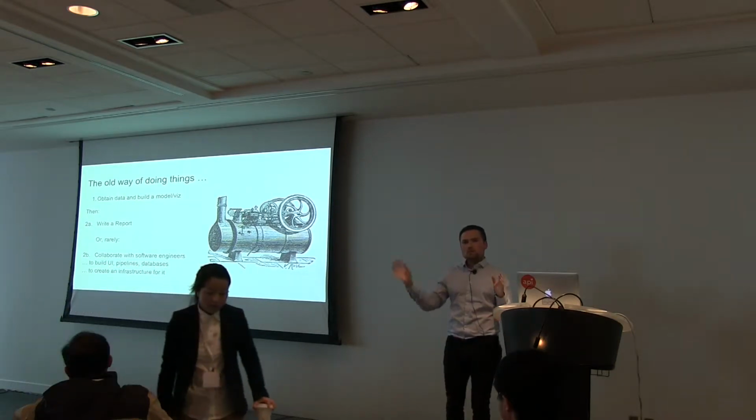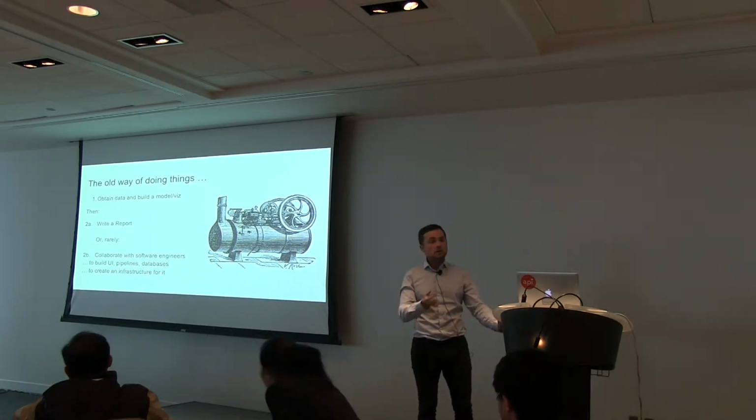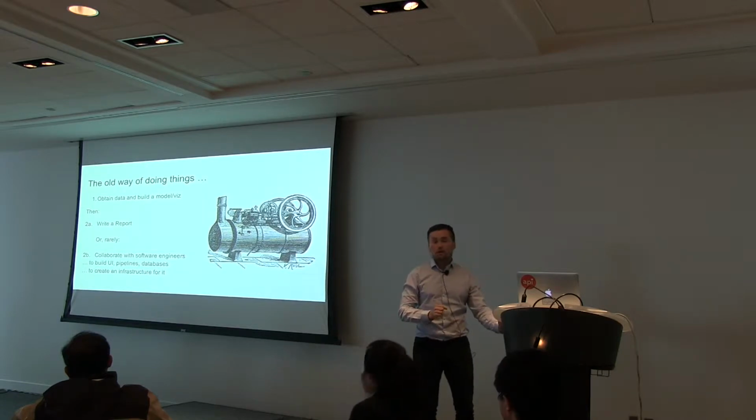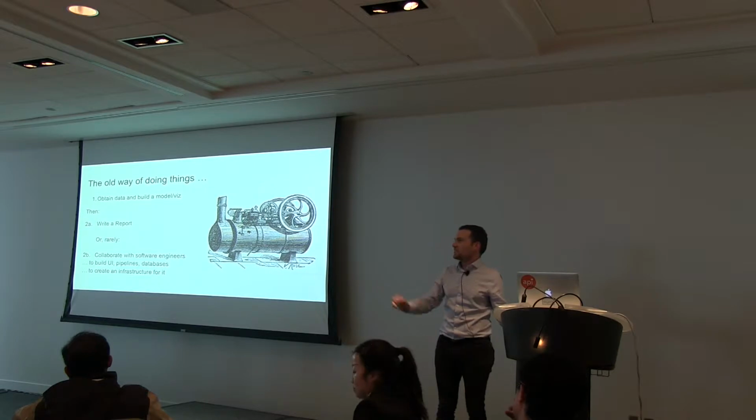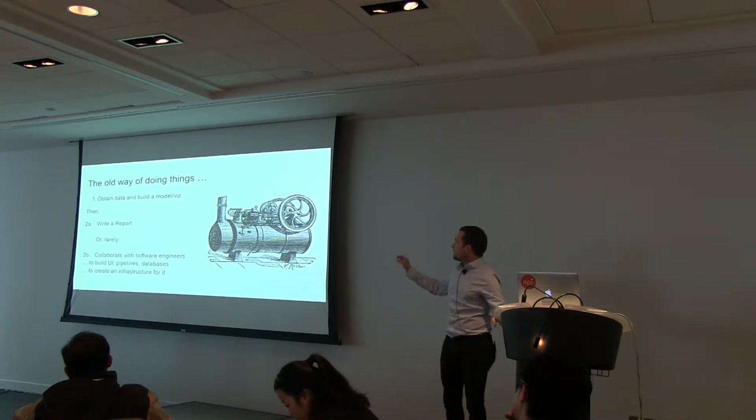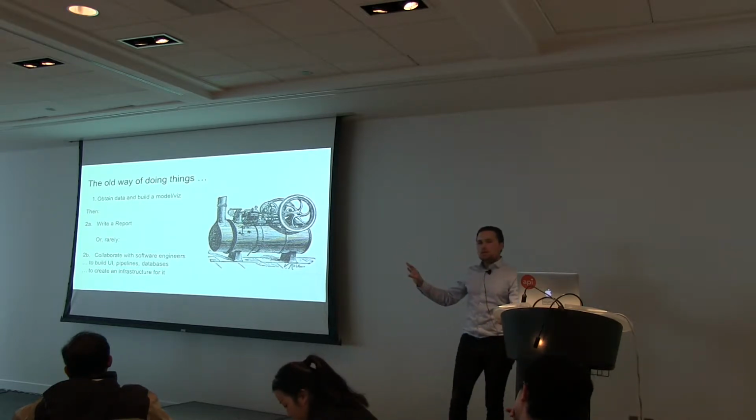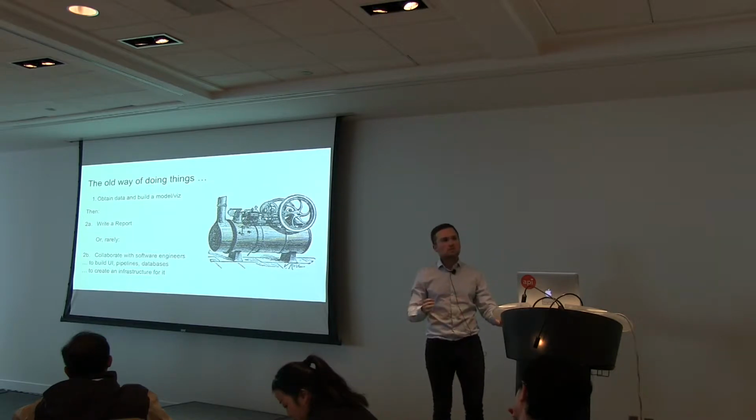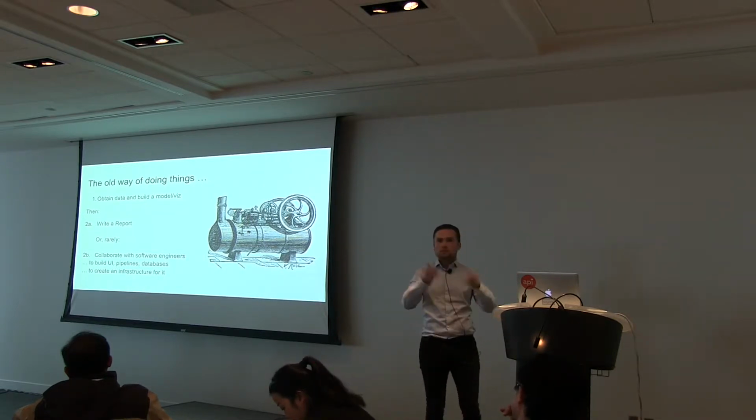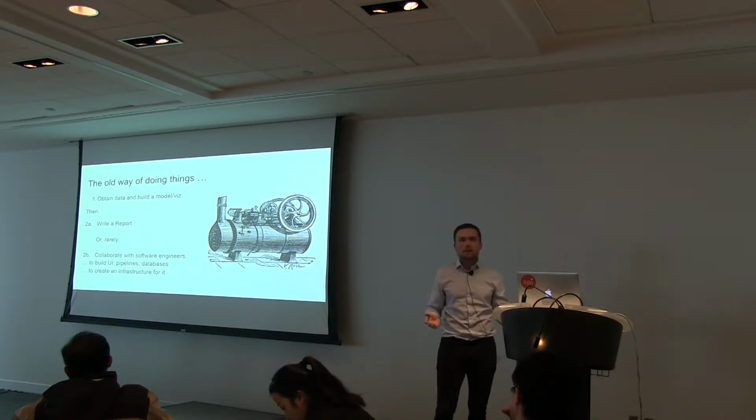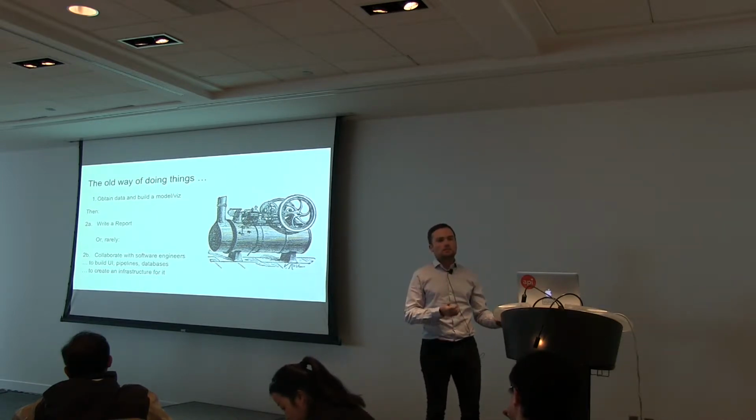So we have built our model, we have analyzed the data, and we could write a report. We could write a peer-reviewed report. We could get published in Nature or Science. The other way, which happens infrequently, especially in academia, is actually to collaborate with software engineers, build a UI, pipelines, databases, and create some kind of data product.